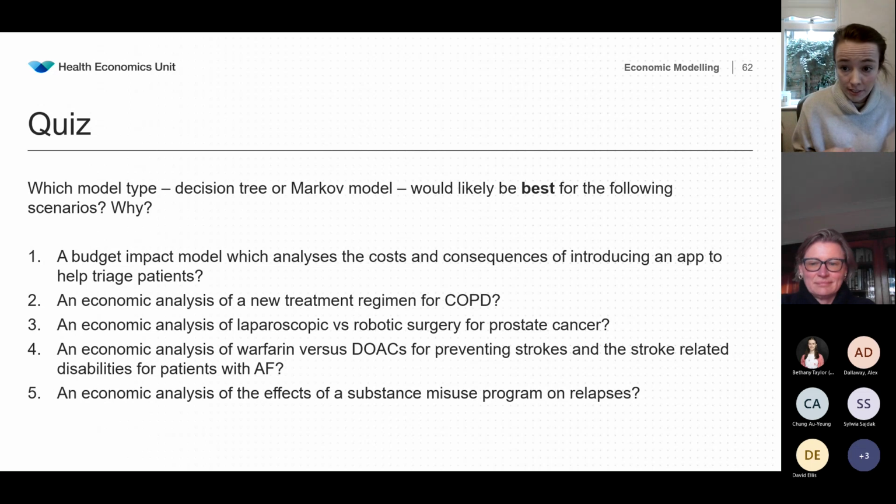I said that the first one was a decision tree, just because that seemed like a good method, but you could also model this with a Markov model. It would depend on your interpretation of the word triage. How many different types of triage? If you're triaging them, are you considering things like a waiting list where you might have to repeatedly triage?